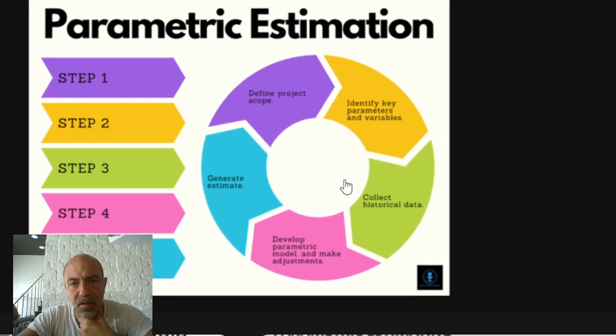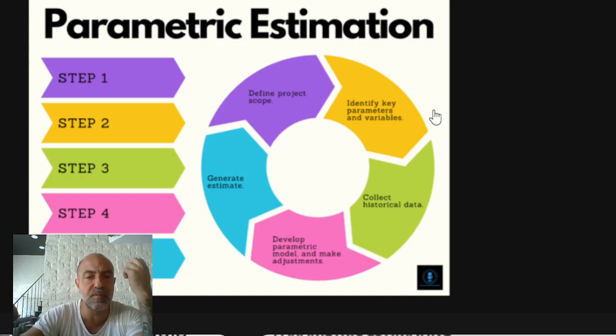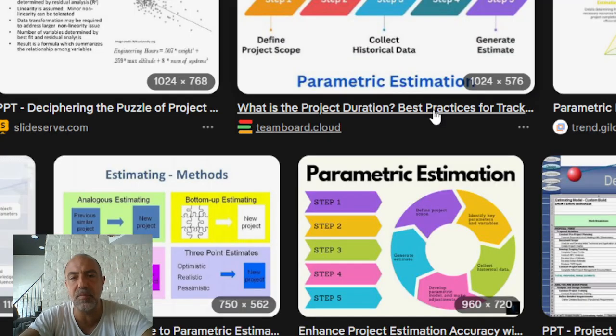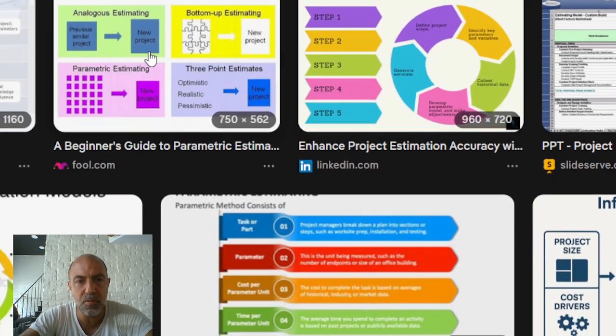Yeah, so effectively what we're doing is, this estimation process is closer to Scrum or Agile development, where it defines the project scope, identifies key parameters and variables, collects historical data, develops a parametric model and makes adjustments, then generates an estimate and then defines the scope again, going round and round. I guess this method of estimation allows for a cyclical approach.